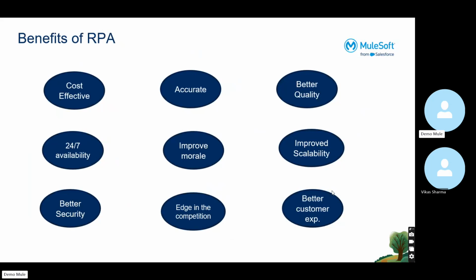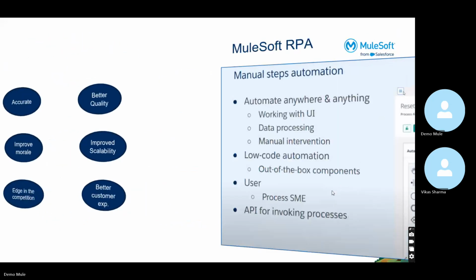And definitely the companies using software bots to do repetitive or monotonous work will have an edge in the competition compared to those companies which still rely on humans to do this repetitive work. And last but not the least, it will result in better customer experience, because now customer tasks can be done quicker, faster and in a more efficient way by the software bots.